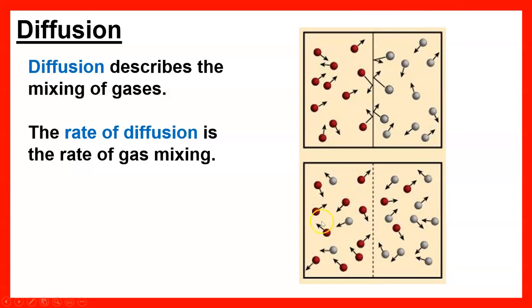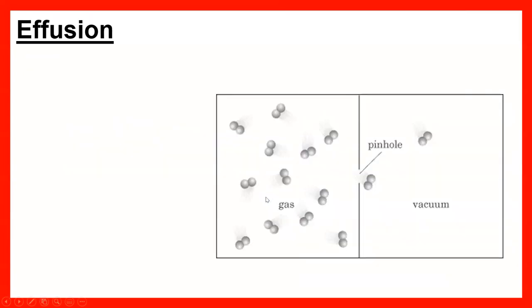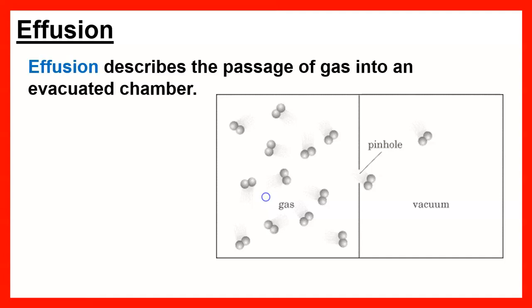Effusion is a little bit different. Effusion is talking about how quickly a gas can go through a tiny little pinhole into a vacuum. So it's not about gases mixing together. With effusion, you have one gas in a container, a teeny tiny little hole, and how quickly will that vacuum get filled with gas particles.